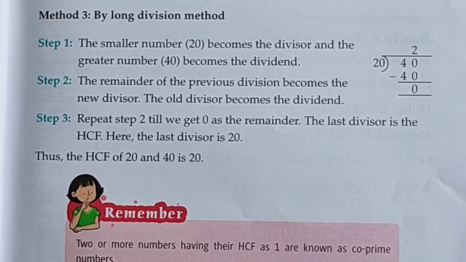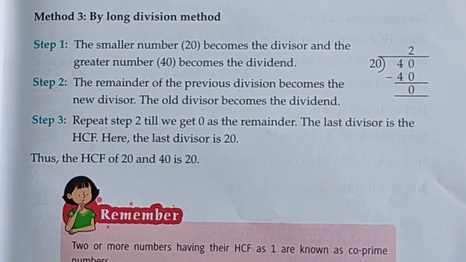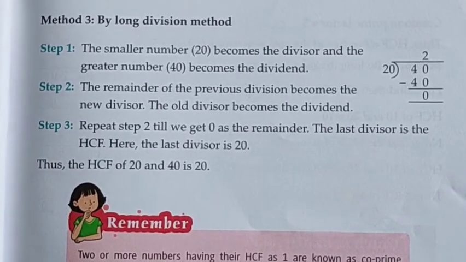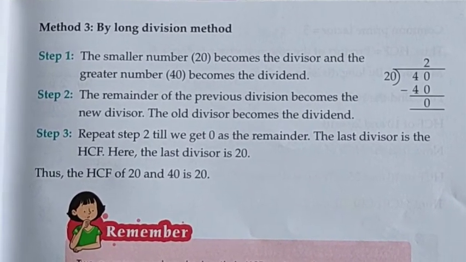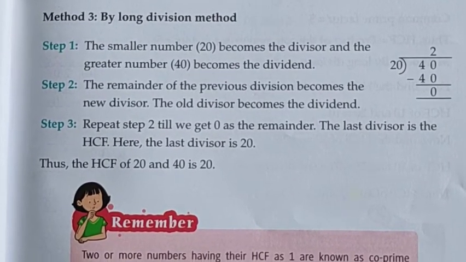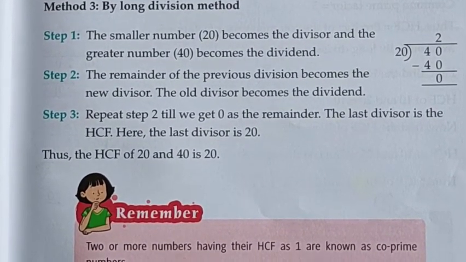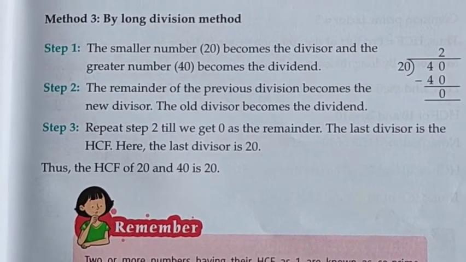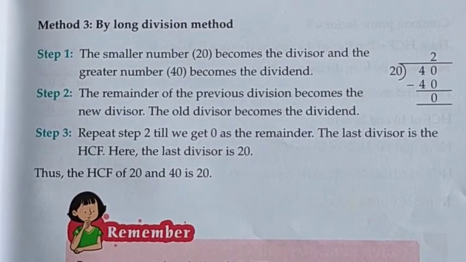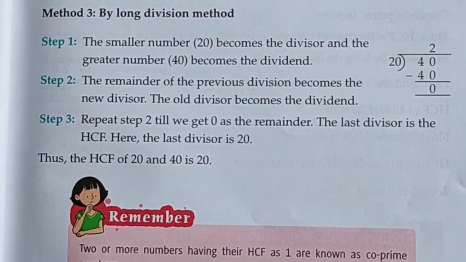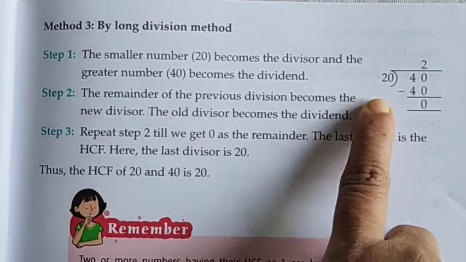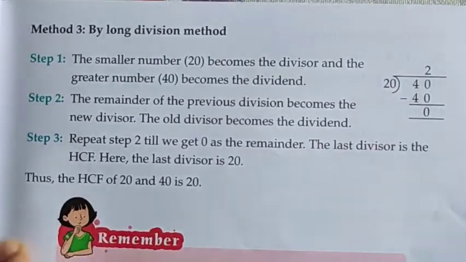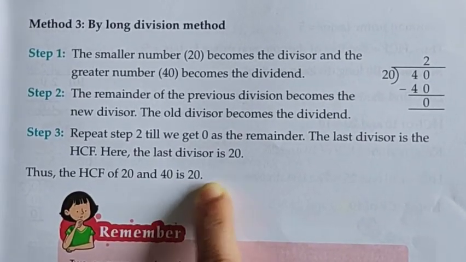Here we don't have more calculations, that is why we cannot see the further steps. In coming examples we can see clearly. Okay, here 2 20s are 40. Step number 3: repeat step 2 till we get 0 as the remainder. The last divisor is the HCF. Here the last divisor is 20 because we already got 0. So this 20 would be the HCF. Thus the HCF of 20 and 40 is 20.